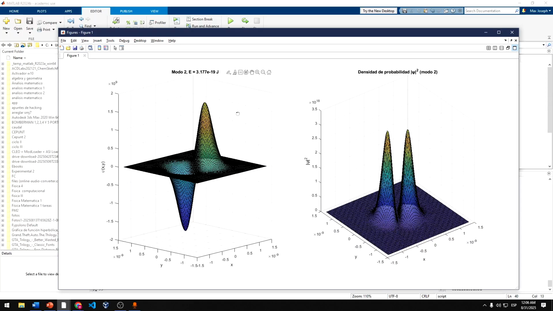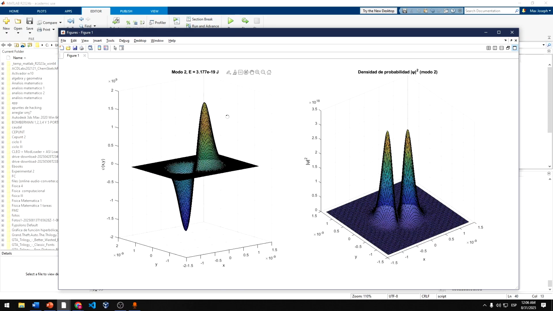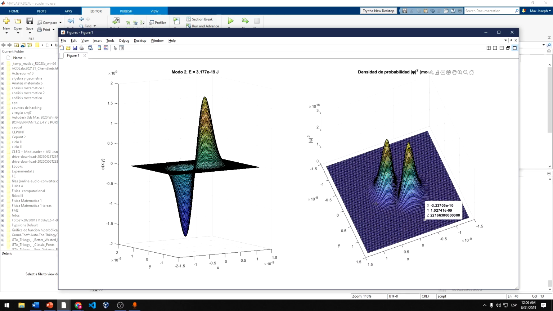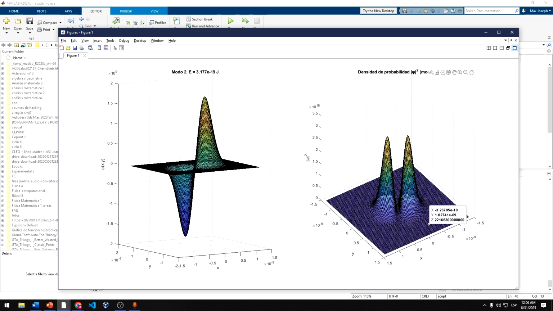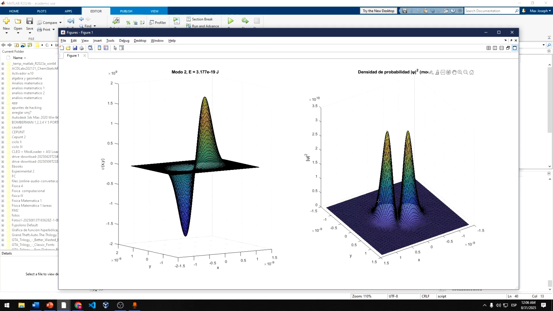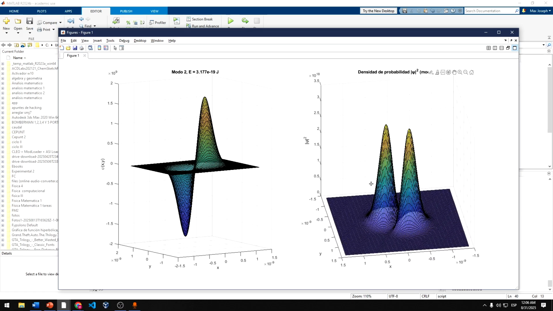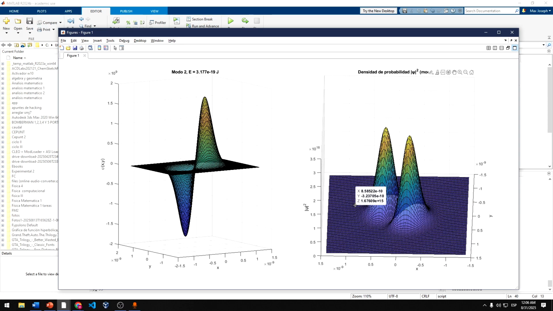Este es el primer estado excitado, como ven. La solución es de esta manera. Y la densidad de probabilidad de esto. Si ya supone demasiado error calcular para el estado fundamental, no me quiero imaginar qué error va a aparecer o qué tipo de función incluso que va a ser diferente a esta va a aparecer si quiero calcular el error de esta solución numérica con la solución analítica.